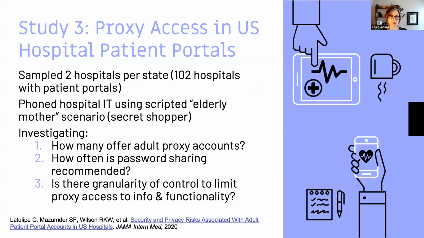I love that terminology. So what we did was we sampled 2 hospitals per state, plus the District of Columbia, so 102 hospitals in total that had patient portals. And then we basically did sort of what I had done with the Charlotte hospitals. We phoned the hospital IT department, and following a script, the interviewer pretended that their elderly mother was moving to the area, needed to get registered with a hospital or health system. They wanted to be able to help their mother manage healthcare from a distance. What are the mechanisms? Can we get proxy access? That type of thing. And so we were trying to find out how many hospitals offer adult proxy accounts. How often do they actually recommend, oh, just have your elderly mother share her password? And if they did have proxy accounts, do the proxy accounts allow a granularity of control so that you could limit what the proxy can see and do?